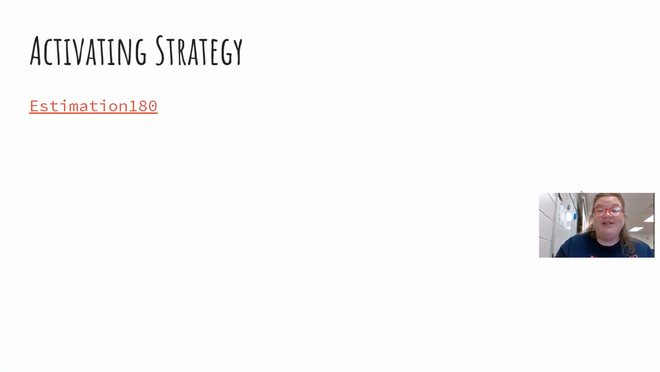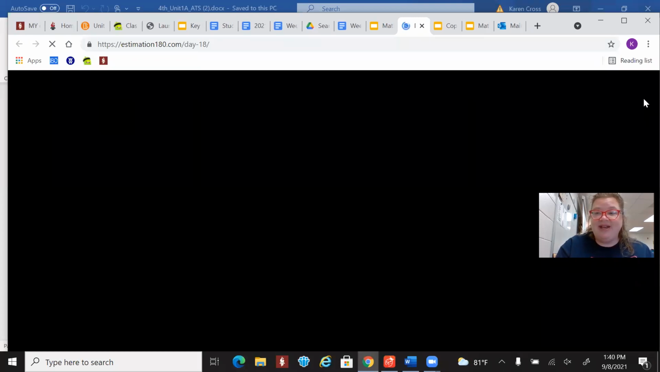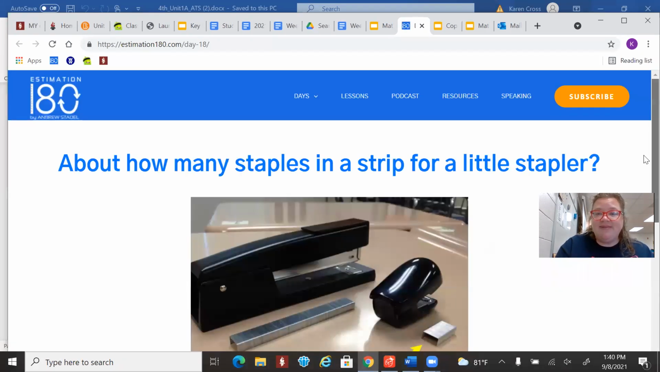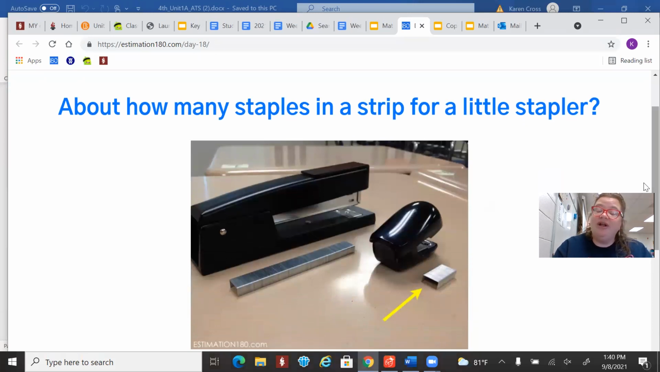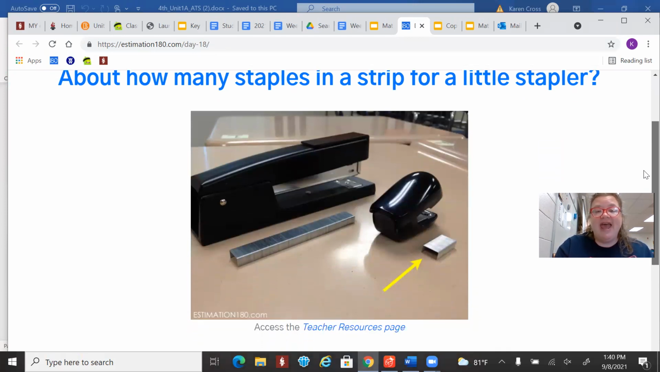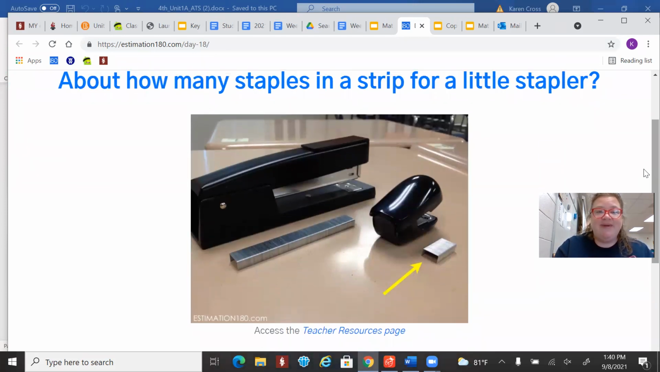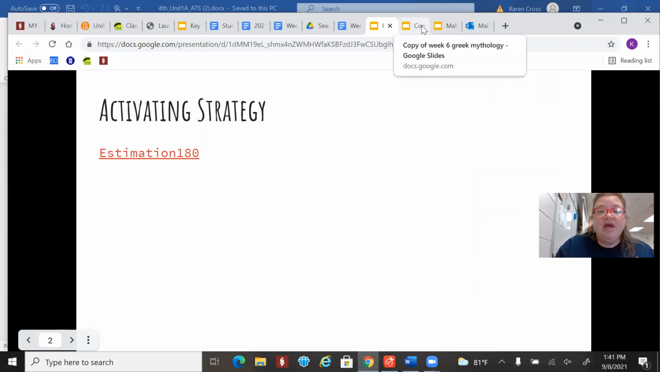Now, if you want to do estimation 180 at home, you can write your estimates down in your journal. This is what we're estimating today. So you might want to just make a little chart in your journal and write down your 2 big estimates, your 2 small estimates, and your just right. And you're estimating about how many staples in a strip for the little stapler. And if you remember a few days ago, we figured out how many were in that big strip. So you can use that information to help you estimate for today. So write down your guesses and you can look at them tomorrow in class with your teacher.